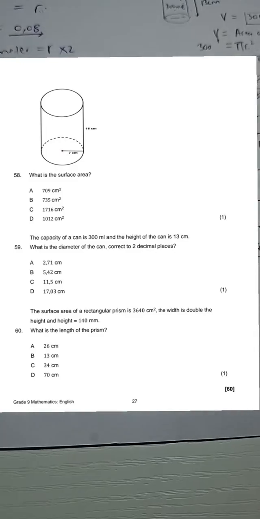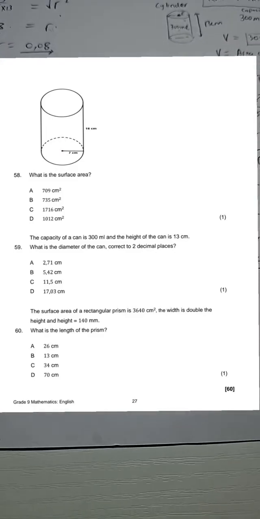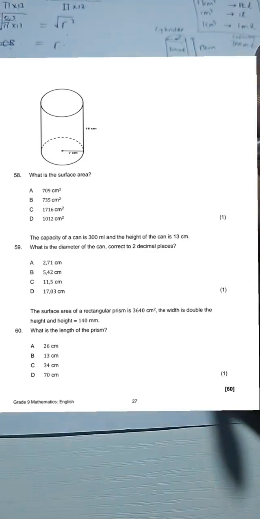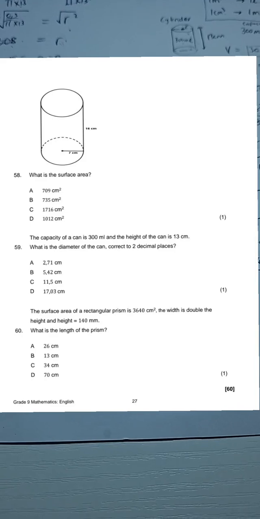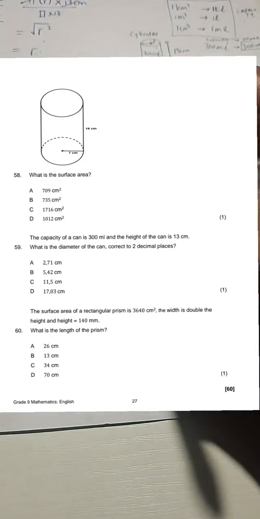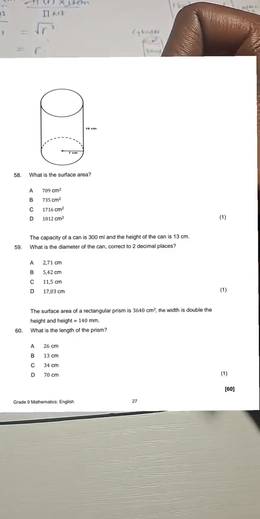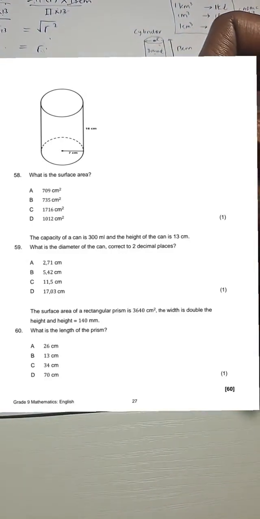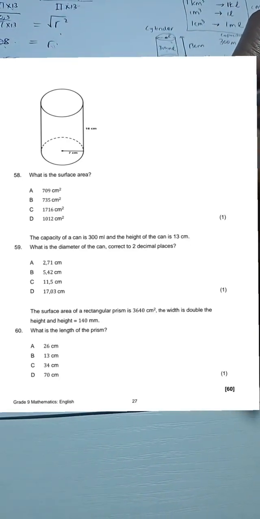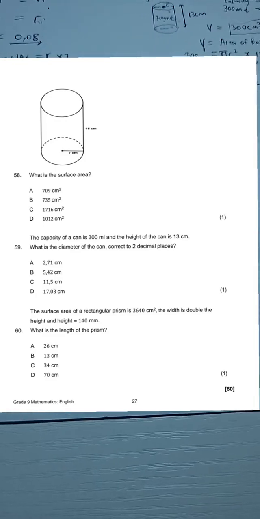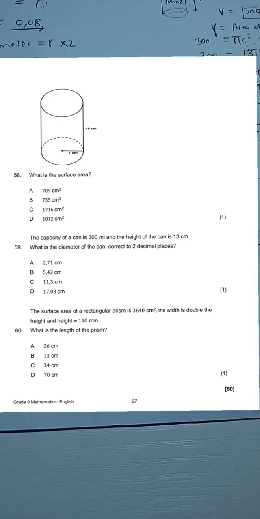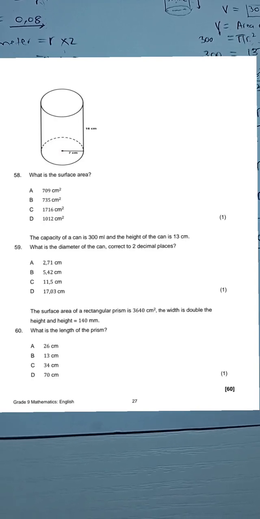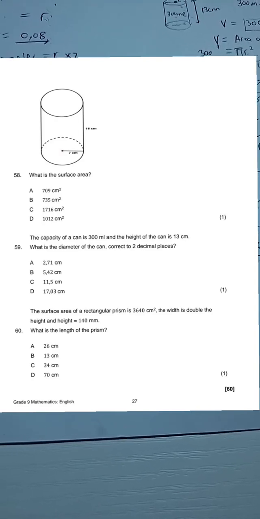The width is double the height, and we are told that the height is equal to 140 millimeters. The question is, what is the length of the prism? Okay, once again, let's repeat this. The surface area of a rectangular prism is 3,640 centimeters squared. The width is double the height, and the height is equal to 140 millimeters. What is the length of the prism? Is it A, 26, B, 13, C, 34, or D, 70 centimeters?